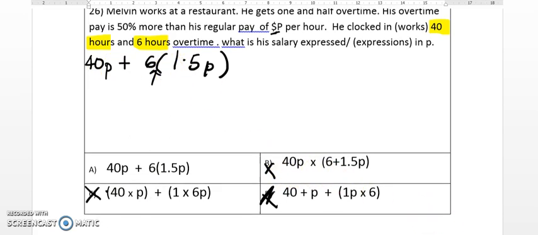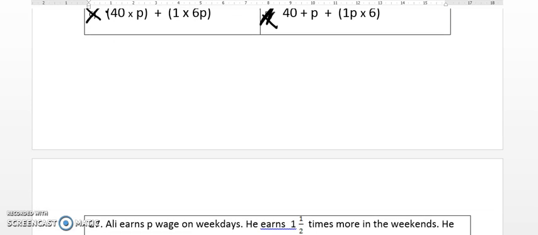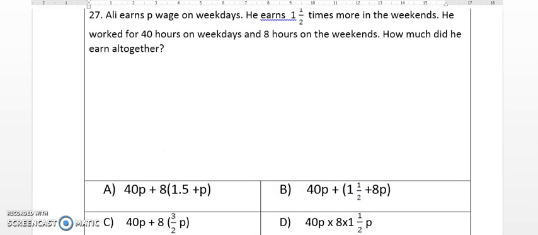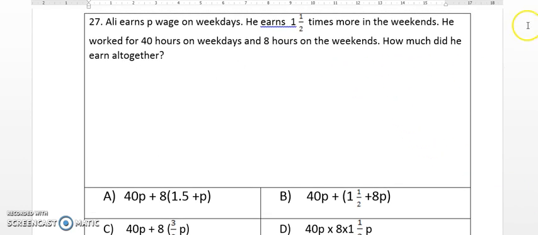Now let's look at another example. Ali earns P wage on weekdays. He earns 1.5 times more on the weekends. He worked for 40 hours on weekdays and 8 hours on the weekend. How much did he earn altogether? So first one, 40 hours and, notice the word 'and'. What should you do? Put a plus. Here 40, put 40. Here 8, put 8.